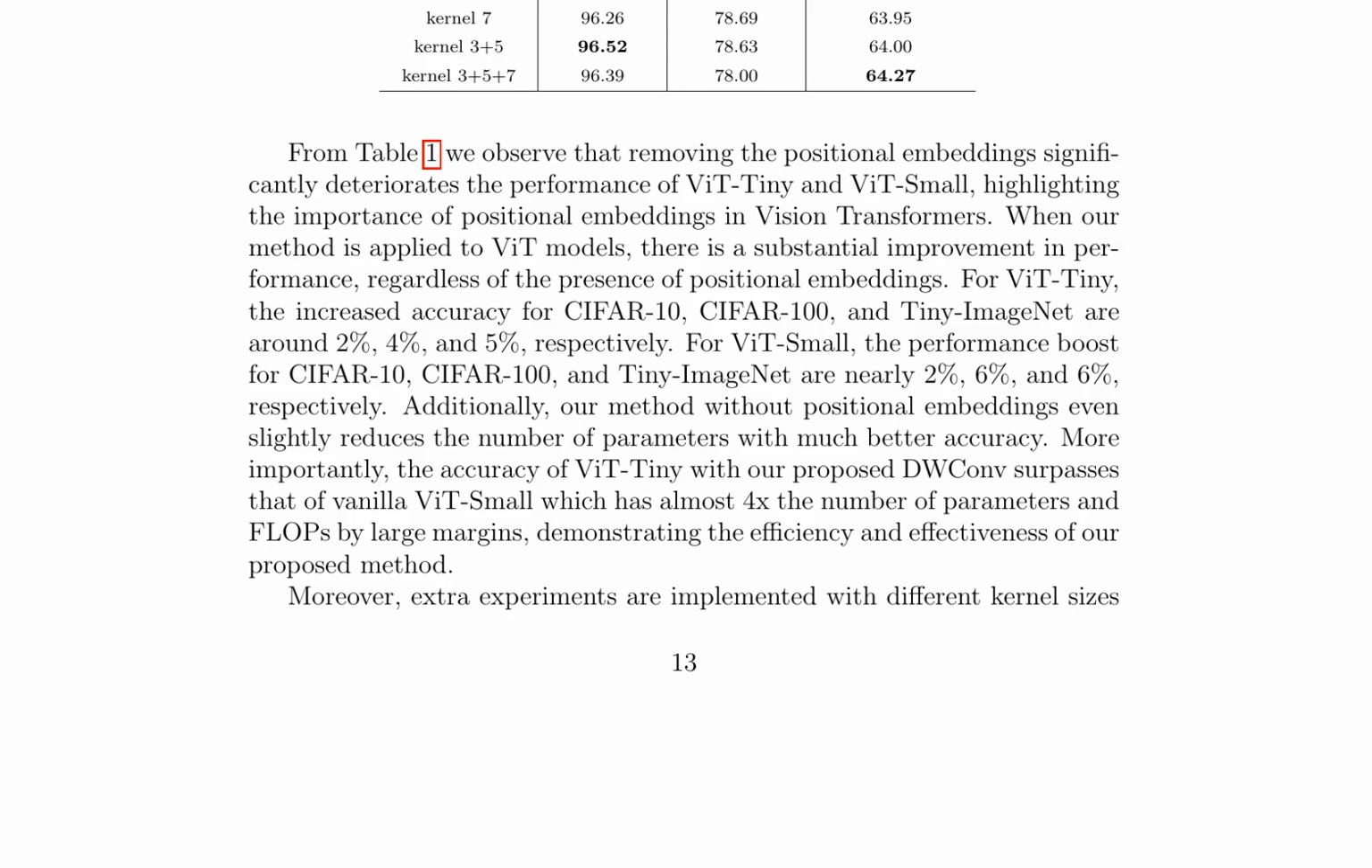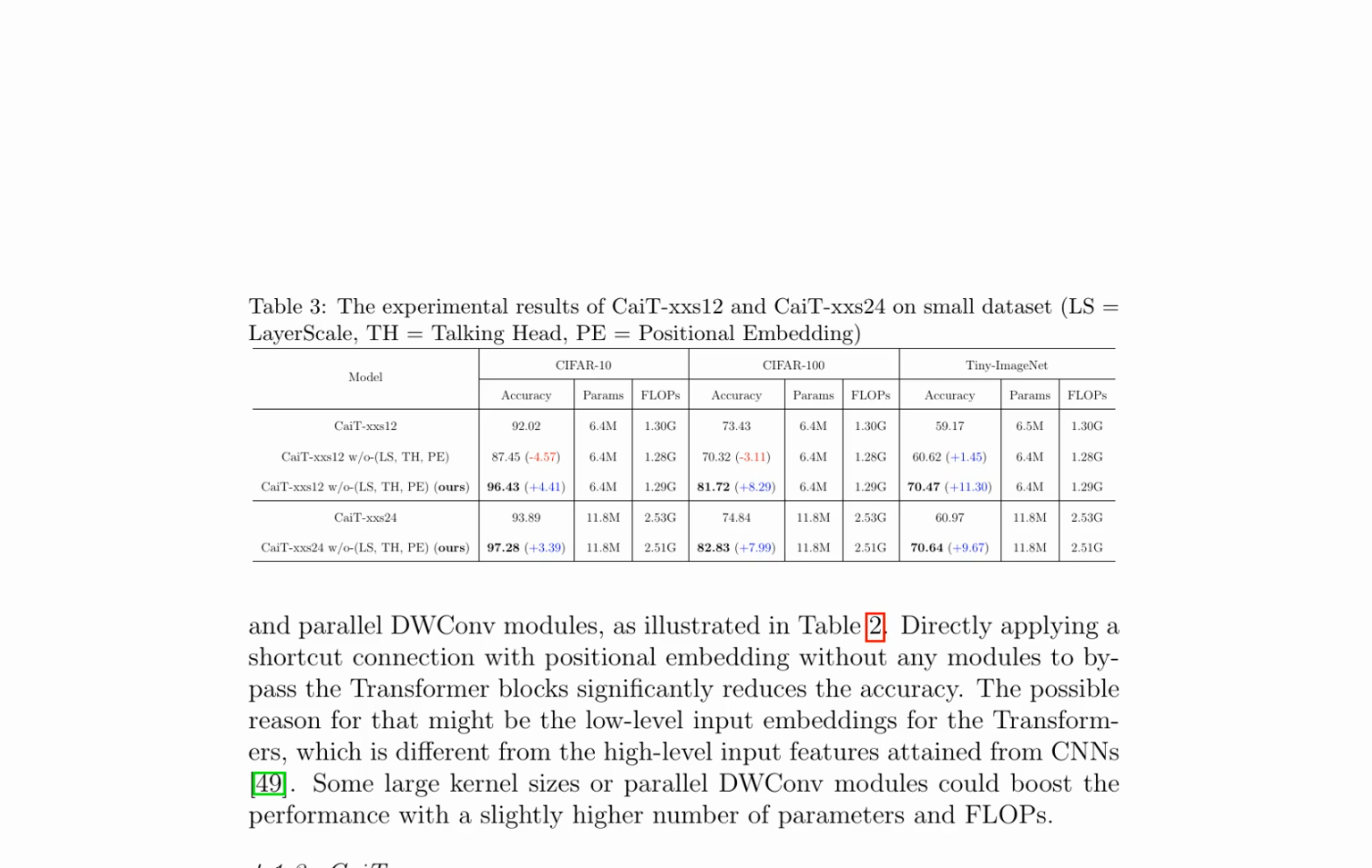Table 2 shows that using a kernel size of 3 or 5, or a combination of both, achieves the best performance. The results also suggest that the proposed approach can improve the performance of ViT models even without PE. The experimental results of CaiT-XXS12 and CaiT-XXS24 models on small datasets are presented in Table 3.